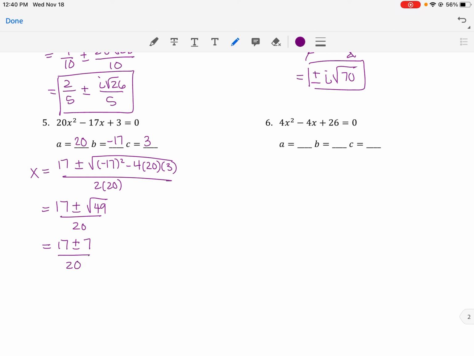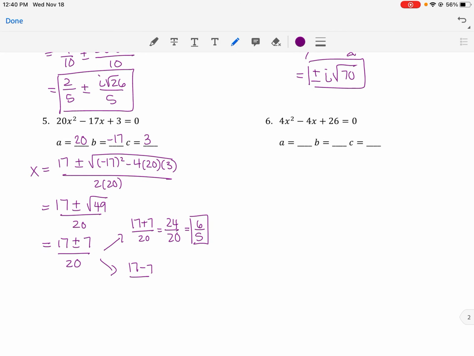So notice all of a sudden here, we're getting real answers. We're going to get 2 real answers because there's not a negative under the square root, right? We talked about the discriminant before. So now we have 2 parts, right? 17 plus 7 divided by 20. So we get 24 divided by 20. And if you simplify that fraction, dividing both the top and bottom by 4, we get 6/5. Okay, the other answer is 17 minus 7 divided by 20. So that's 10 over 20, and that one you probably recognize is just 1/2.